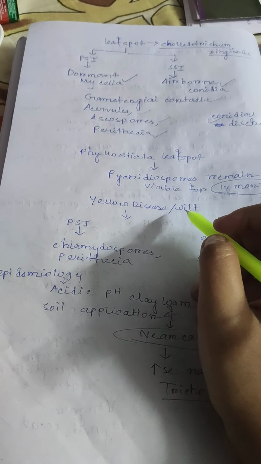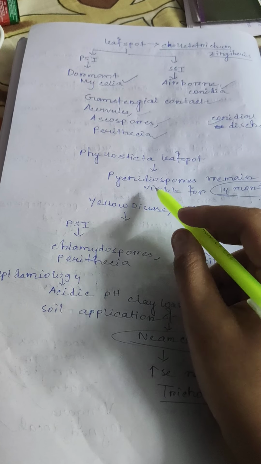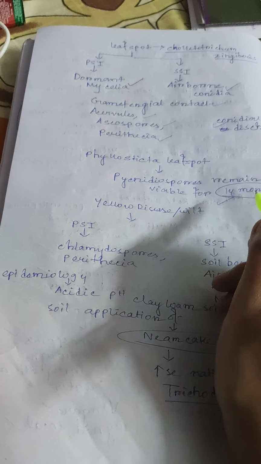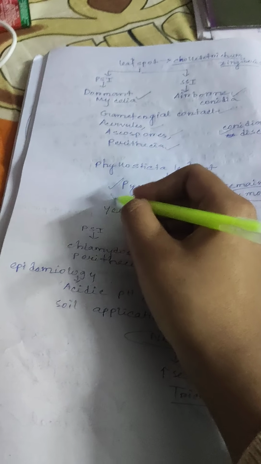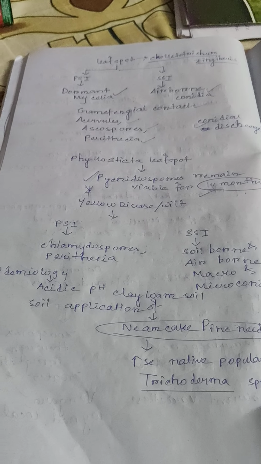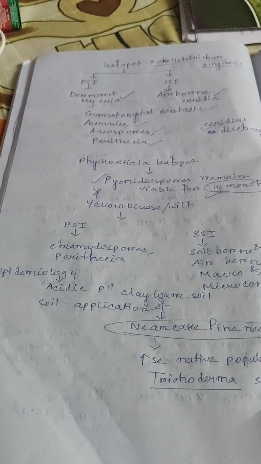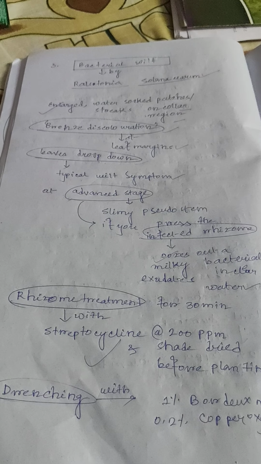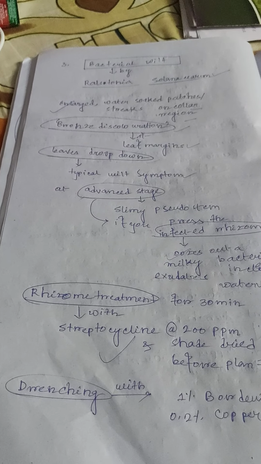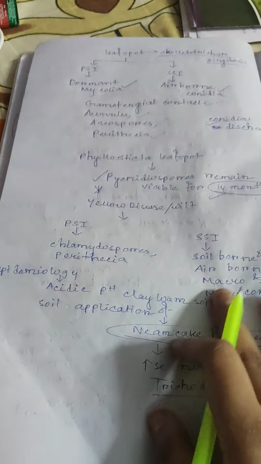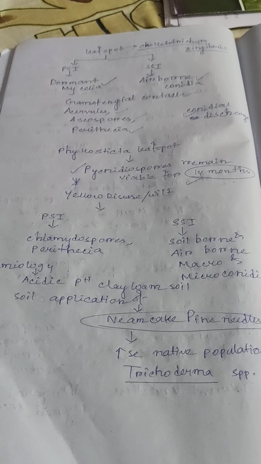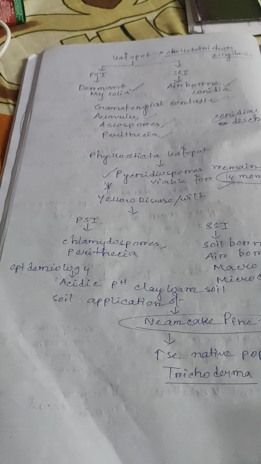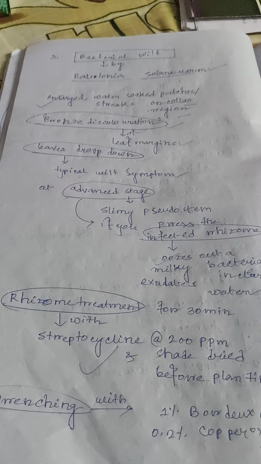Phyllosticta leaf spot: pycnidiospores remain viable for 14 months. Yellow disease or wilt is caused by Fusarium oxysporum f. sp. gingiberi.